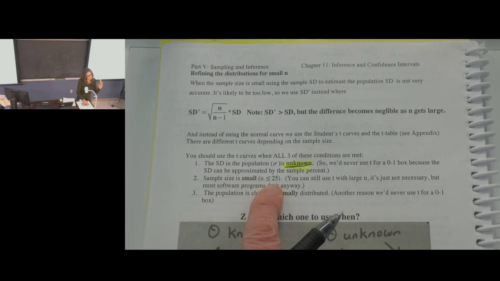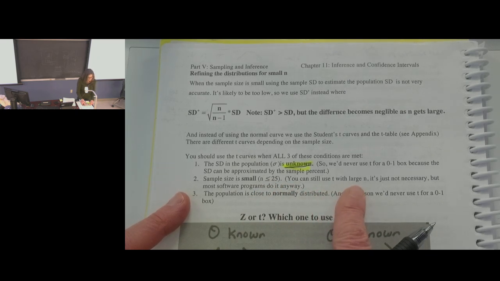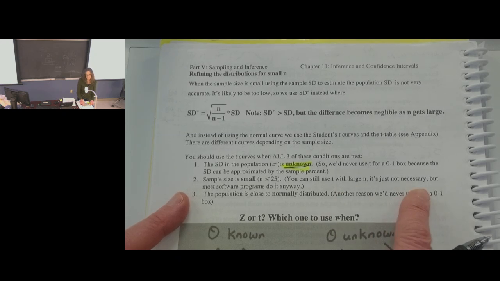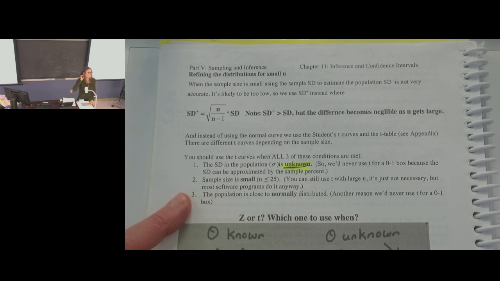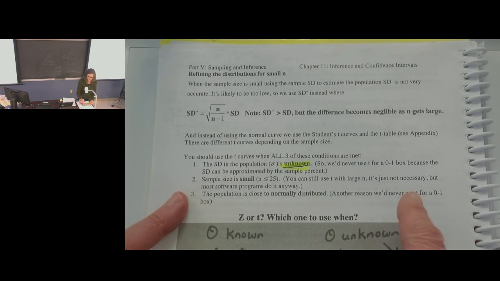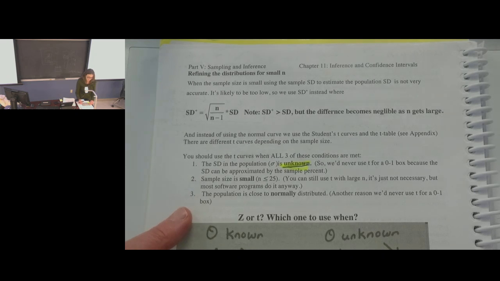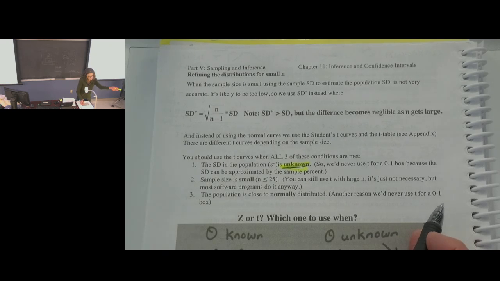When the sample size is small, the difference between the t-curves and the normal curves is more dramatic, and you really should use it. You can still use t with large n, it's just not necessary, but most software programs do it anyway. So if you're in another class or in R, it's even hard to find a z-test for what we're going to be doing. It's not readily available. All right, and the population is close to normally distributed. Another reason why we wouldn't use it for a 0, 1 box is that it's not normal.